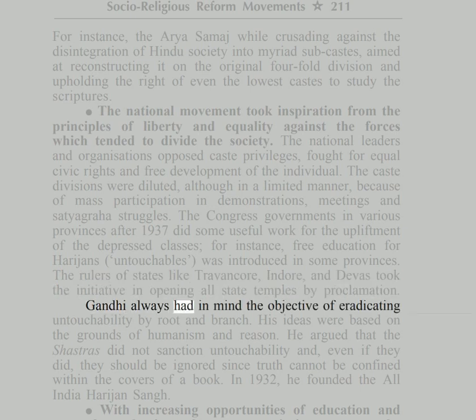Gandhi always had in mind the objective of eradicating untouchability by root and branch. His ideas were based on the grounds of humanism and reason. He argued that the Shastras did not sanction untouchability and, even if they did, they should be ignored since truth cannot be confined within the covers of a book. In 1932, he founded the All India Harijan Sangh.